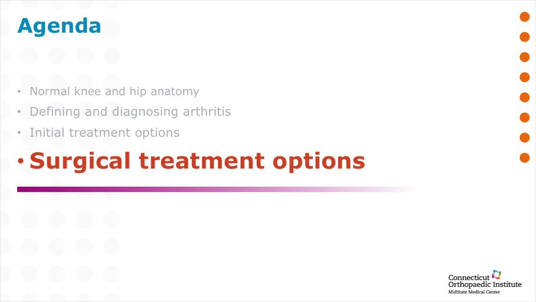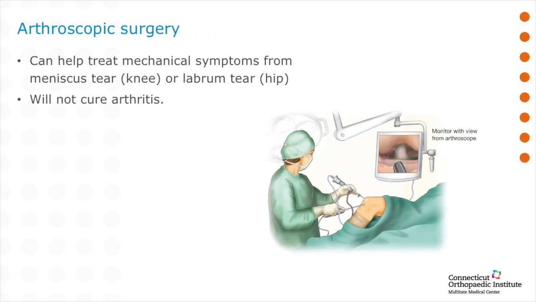Unfortunately, if you have failed all of the previously mentioned techniques, it may be time to consider surgery. Let's talk about that. One of the first and simplest types of procedures that you can have is an arthroscopic surgery. And this basically means that your surgeon will insert a small camera and one or two other devices to help them clean out your knee or your hip.